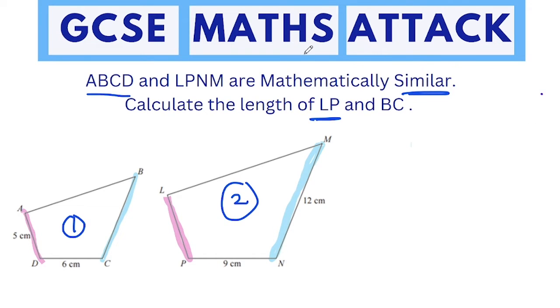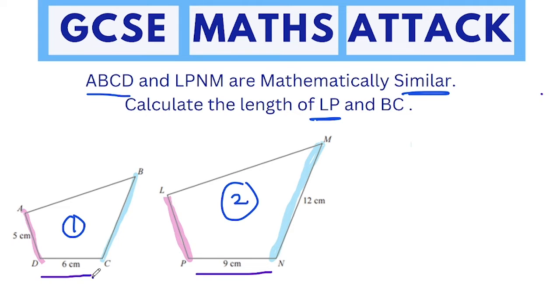Right, so I'm assuming that you paused the video and you've had a go at this question. So let's begin. The first thing we need to do is look at the corresponding sides which are given. We are given D to C and we are given P to N, and those two are corresponding sides. They look similar in both of the shapes, shape 1 and shape 2.